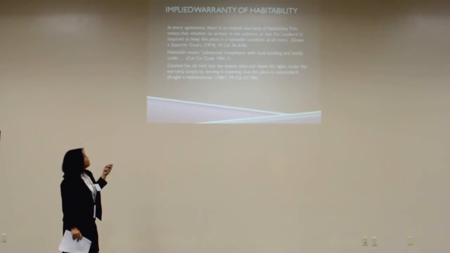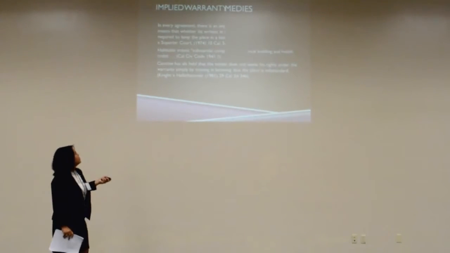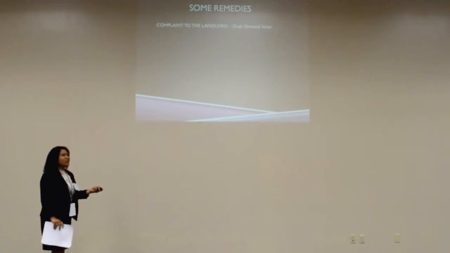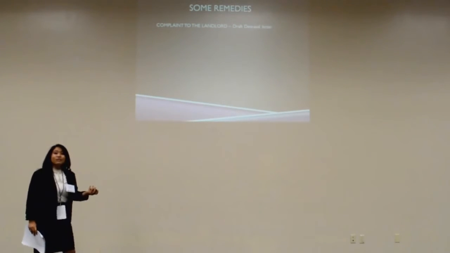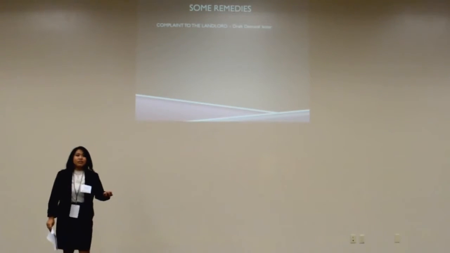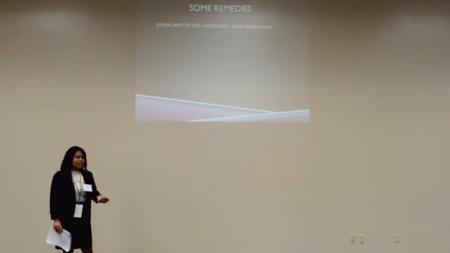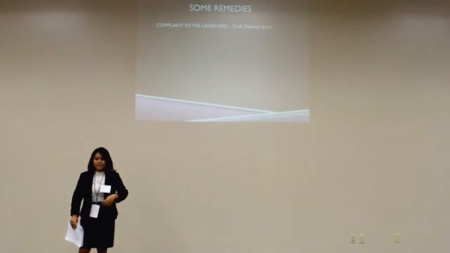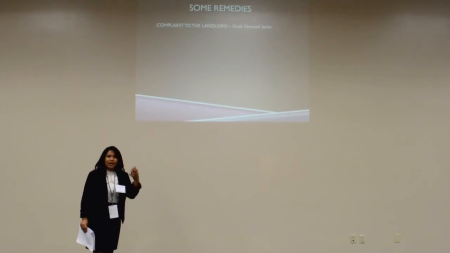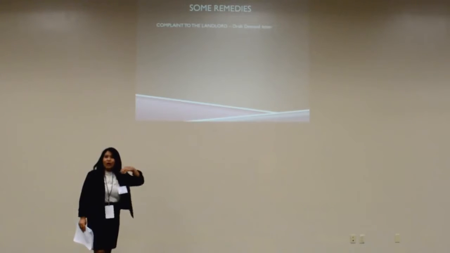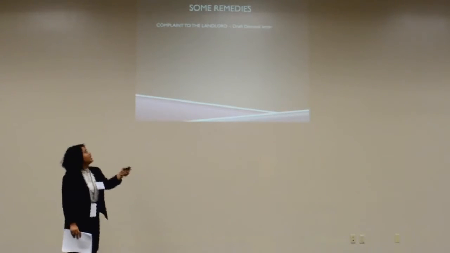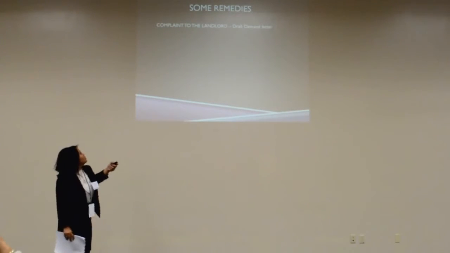Then some remedies if your place is not habitable. You can file a complaint with the landlord. You draft a demand letter and bring the violation to the attention of the landlord or the property manager, whoever you're dealing with. Just say, hey, my water heater is not working, or there's a broken floor outside of my apartment, I can trip and fall. They have a duty to fix that. Or it's too dark in the hallway, I can hurt myself, can you please put in a light bulb? And if they don't, then they've obviously breached their duty to you.